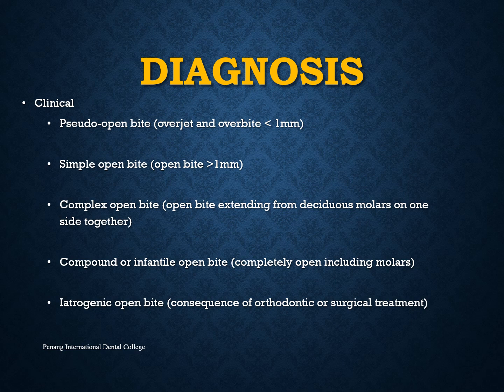When I say a complex open bite, the open bite is extending from your deciduous molars on one side to the other. And when I say compound or infantile open bite, it is completely open, including your molars. And what is an iatrogenic open bite? It is a consequence of your orthodontic or surgical treatment.